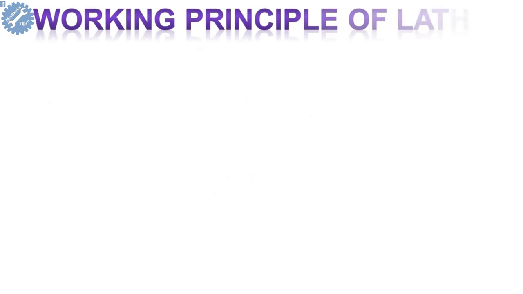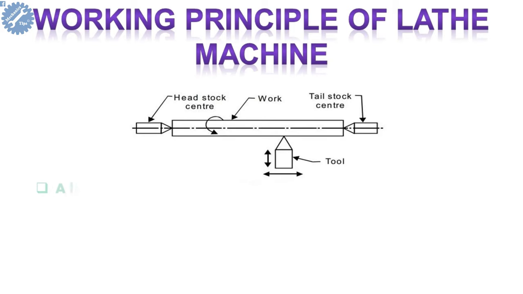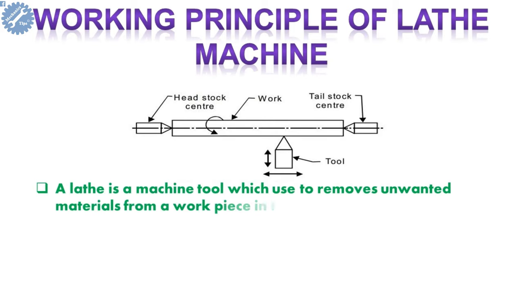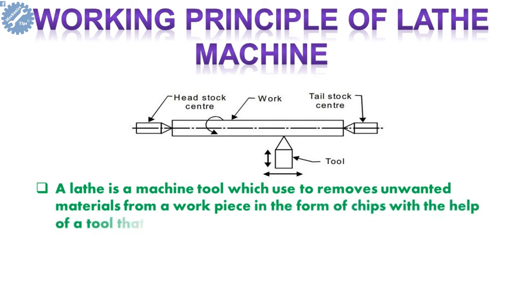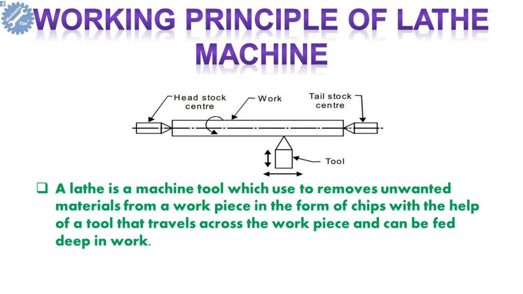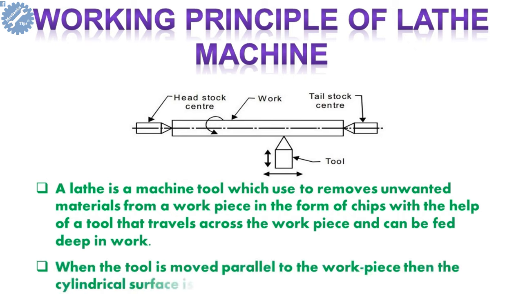Working principle of lathe machine. A lathe is a machine tool which is used to remove unwanted material from a workpiece in the form of chips with the help of a tool that travels across the workpiece and can be fed deep into the work. When the tool is moved parallel to the workpiece, a cylindrical surface is formed.